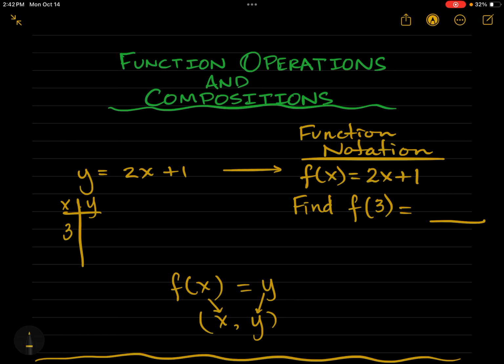Today you'll be learning about function operations and composition of functions. But first, let's start with the riddle.